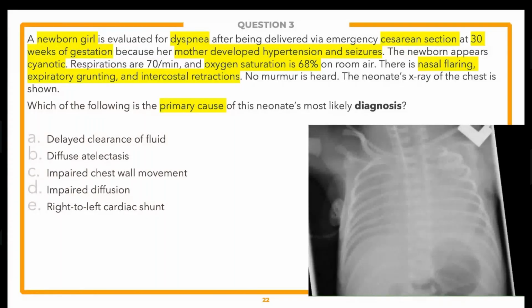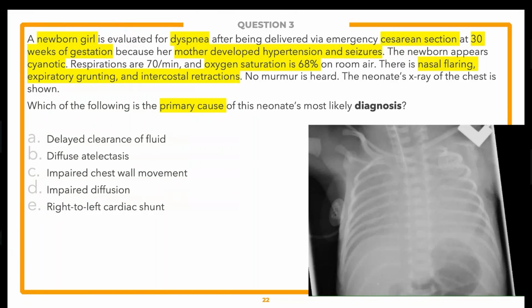So we have option choice E, a right to left cardiac shunt. Option choice D, impaired diffusion. Option choice C, impaired chest wall movement. Option choice B, diffuse atelectasis. Option choice A, delayed clearance of fluid.